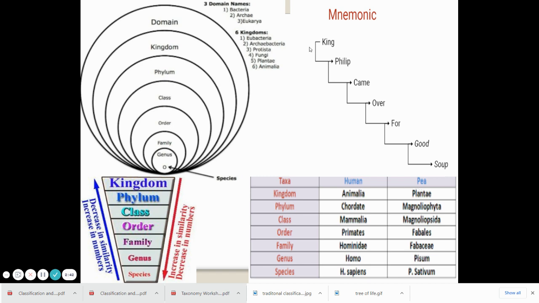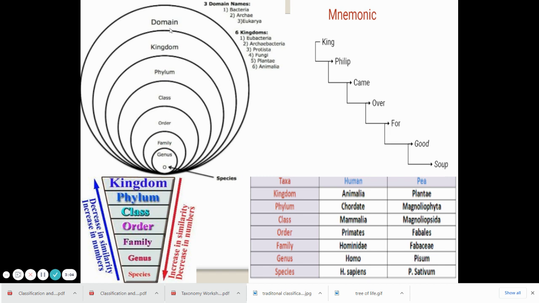Now, in order to remember your taxa in order, your classification groups in order, a lot of people use this memory device. King Philip came over for good soup. Now, the only problem with this one is that it leaves out the largest group, which is the domain.